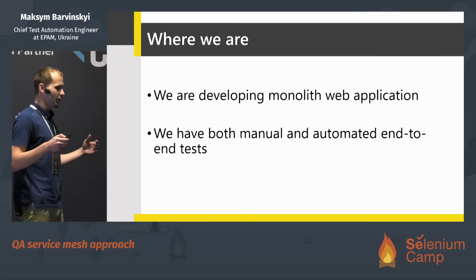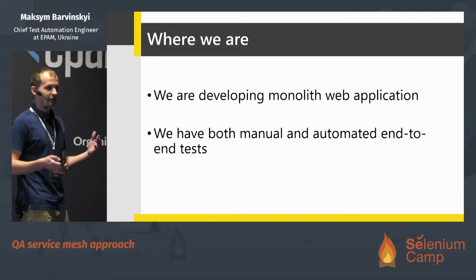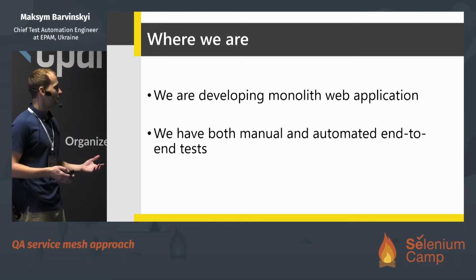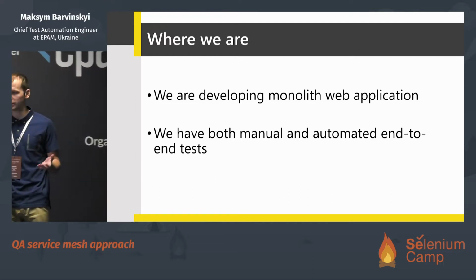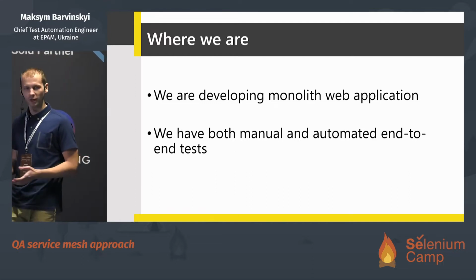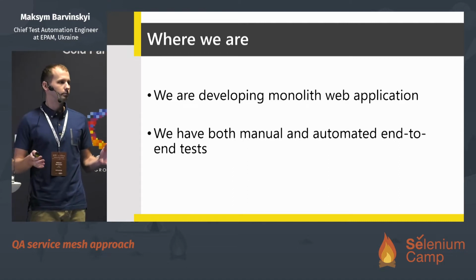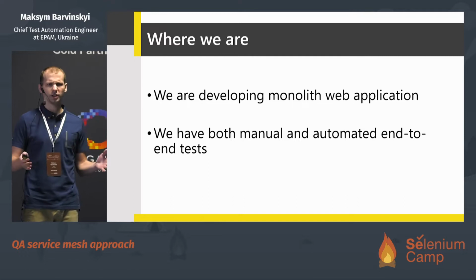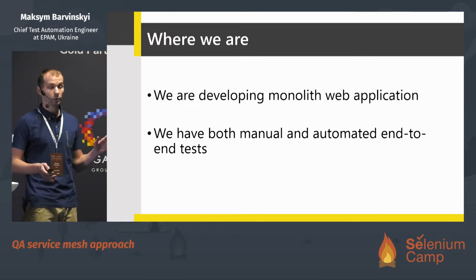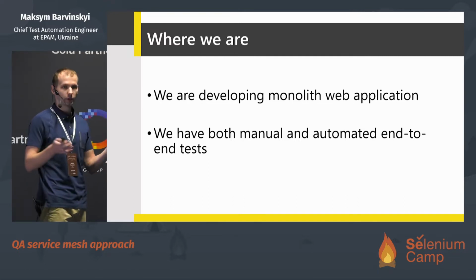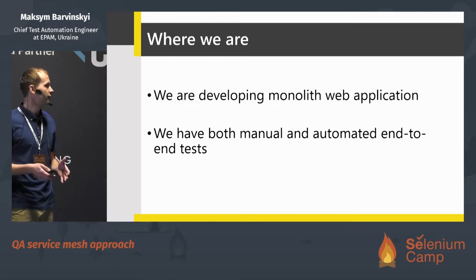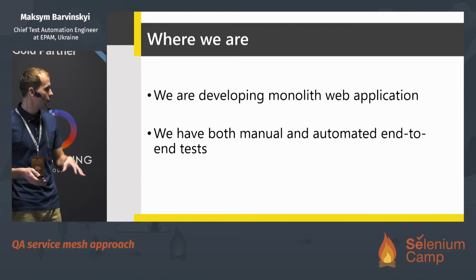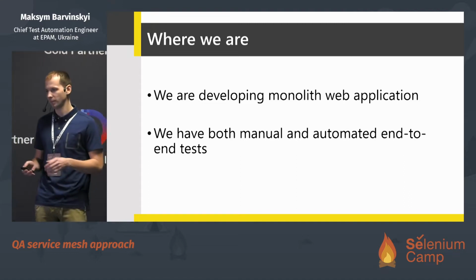All right, so I'll tell you a little bit like a story. And for the story, we need some start point. The start point was we are developing a big monolith web application with a huge team, almost 200 people in general working against the same code base. About 60 of them were QAs, and the majority of those were automation engineers.